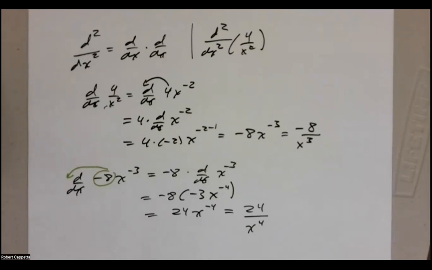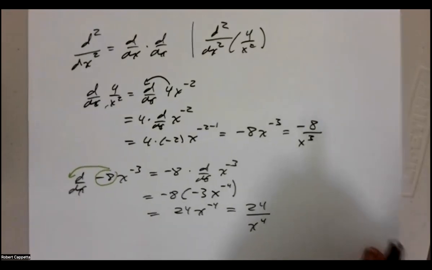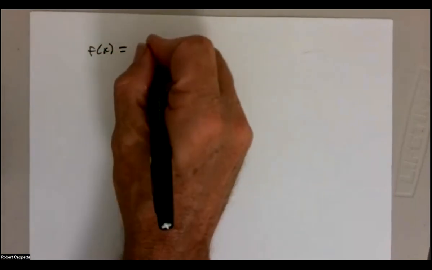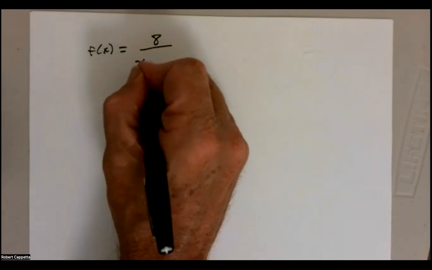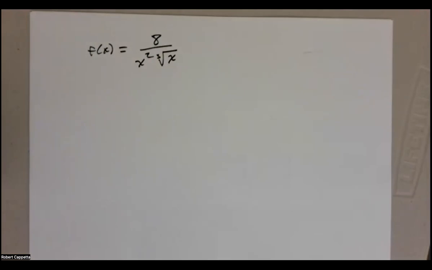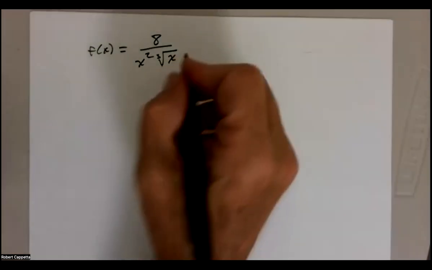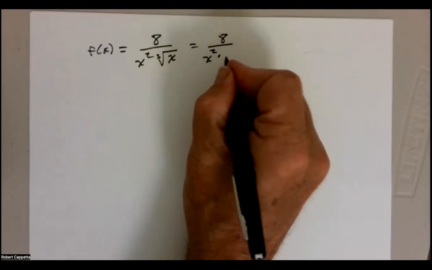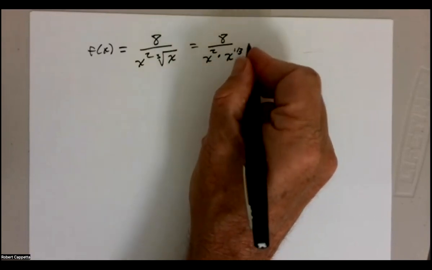Then we get to question C. 8 over x squared times the cube root of x. What's happening there? So we've got f of x is 8 over x squared times the cube root of x. I really don't want to use the quotient rule unless I have to. And if we know our algebra, this is 8 over x squared times x to the 1/3, and we can add those exponents.